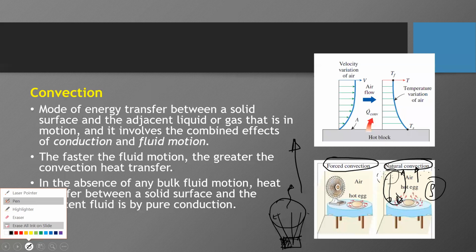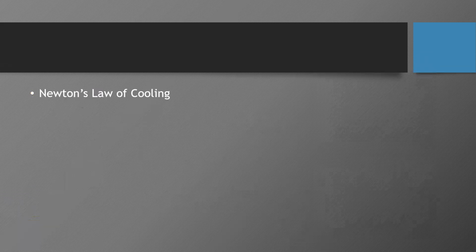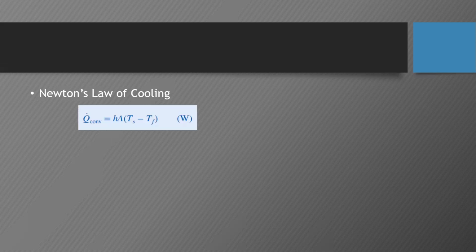Okay, so for this convection process, Newton actually has a law, right? He developed a law and an equation for convection. That is called Newton's law of cooling. So here also, the rate of heat transfer is h A (Ts minus Tf).